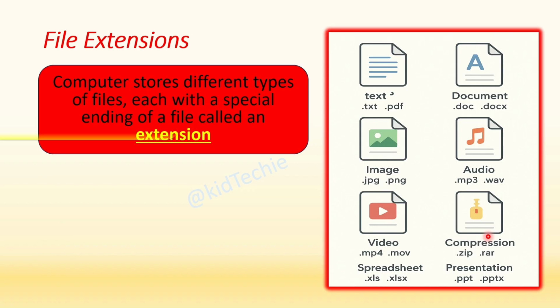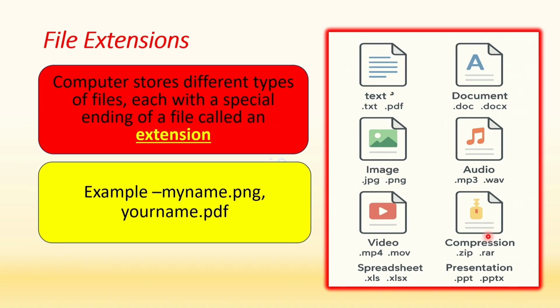We have an example for you. Let's say myname.png, yourname.pdf. At the end, you see .png and .pdf are the extensions of our files. Similarly, I'm showing you there are different types of files: text files, document files, image files, audio files, and these have different extensions. We have many more file types available over the internet. I'm sure you will go and check in your computer what types of files you can easily see there.